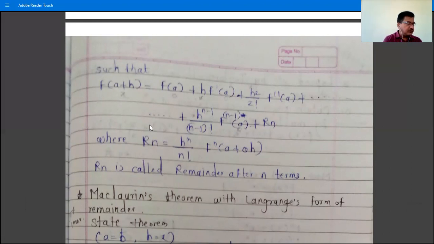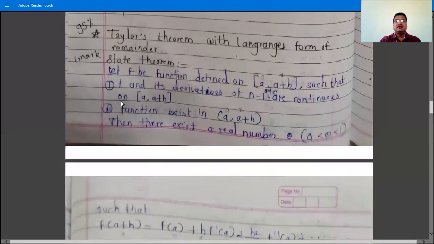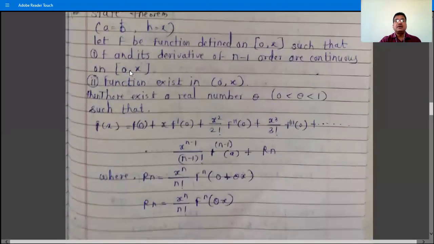The second condition is what? f raised to n exists here, right? The function f raised to n exists, that is the nth order derivative exists in the place of function. f raised to n means the nth order derivative exists in a plus h in Taylor's theorem. So here also, f raised to n, that is the nth order derivative, exists in the open interval 0 x.